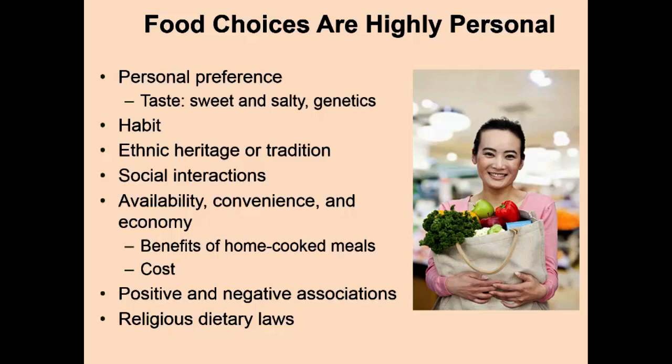Availability, convenience, and economy. How available are the foods that you like? How convenient are those foods? Do you like cooking at home or do you like going out to eat? Is it easily made? Is it something that takes a long time to make? So all of these affect our food choices.